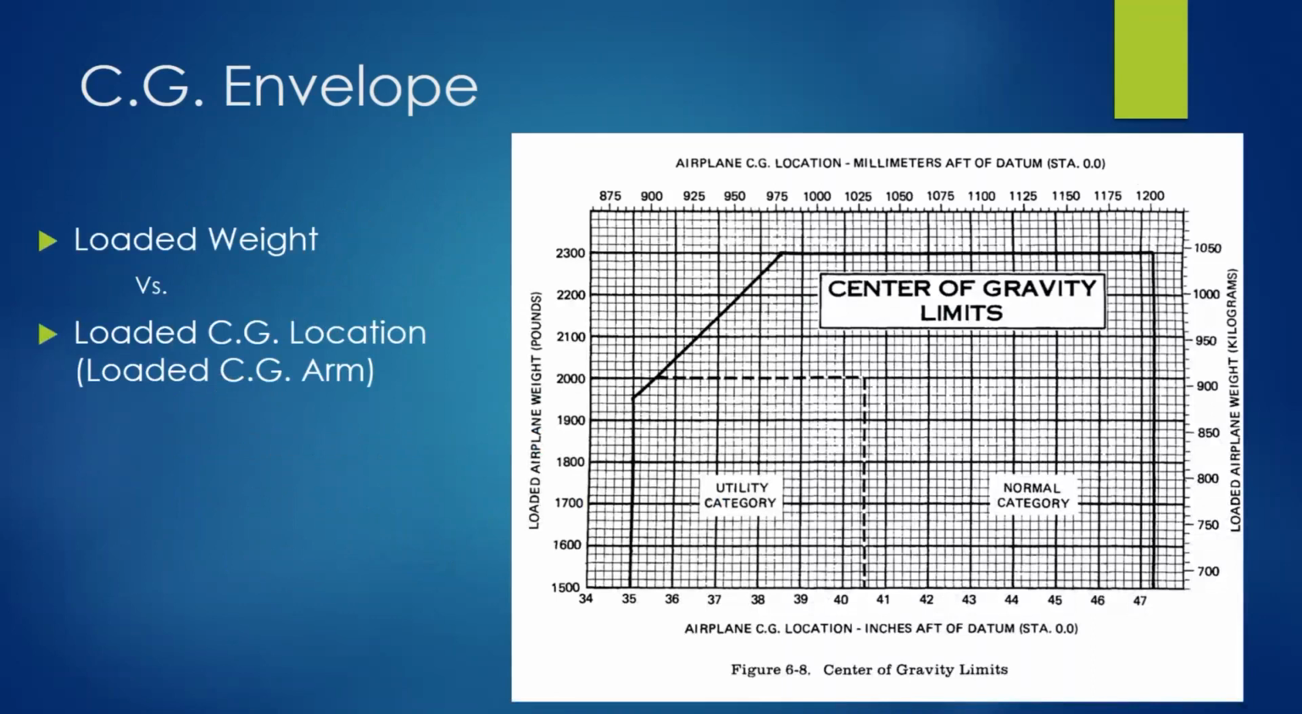So here's a loaded weight versus loaded CG versus the arm. So the airplane weight on the left, loaded airplane weight, okay? And it starts at 1,500 pounds and goes to 2,400 pounds roughly. Here are our airplane CG locations. In inches on the bottom, they do millimeters and weight, you know, if you're in the metric system. But here's our inches across the bottom. And this envelope, this trapezoid that's given here is our center of gravity limits, our CG limits.